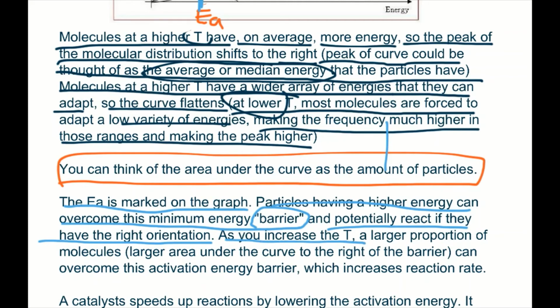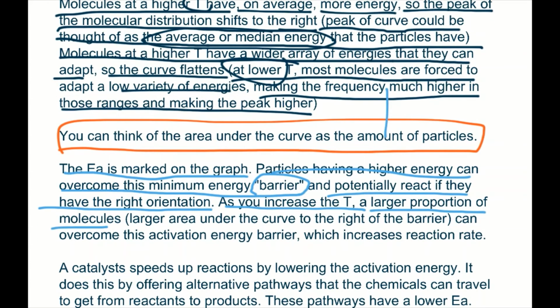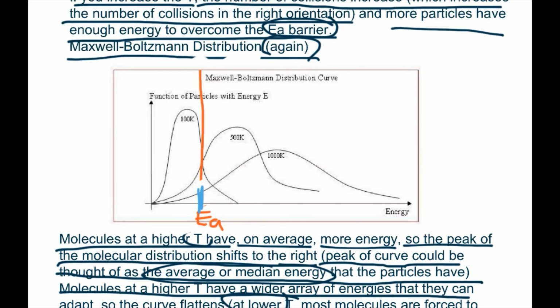As you increase the temperature, a larger proportion of molecules overcome this activation energy barrier, which increases the reaction rate. So, in other words, if you look on this graph, at 100 Kelvin, notice how the area under the curve past the activation energy is kind of low. It's like over here. And this tells you that not many particles can overcome the activation energy at 100 Kelvin because, as you notice, the area is small and the frequency of these particles are low in these areas too.